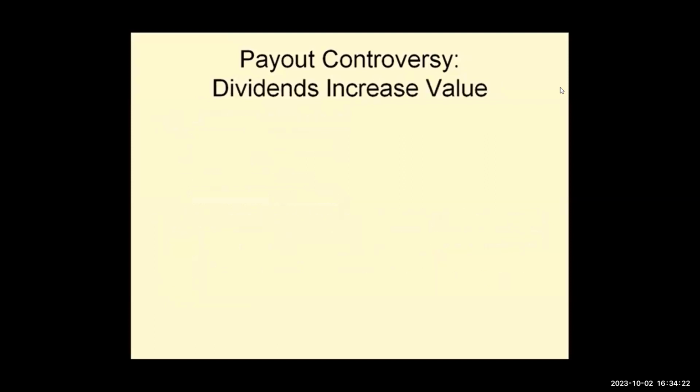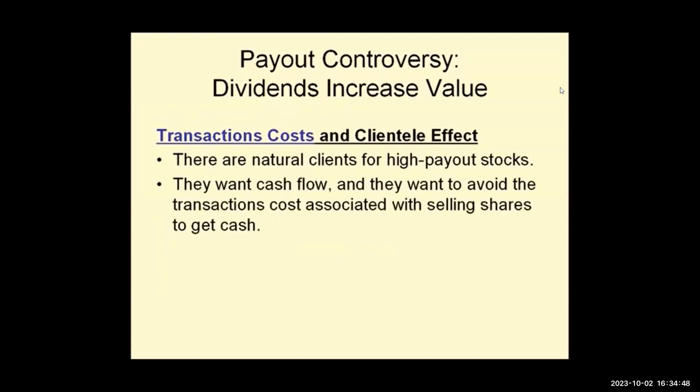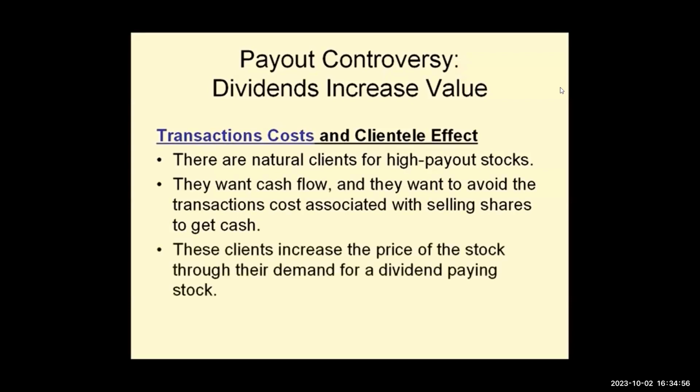While perfect capital markets imply the irrelevance of dividends, the existence of market imperfections can mean that dividends affect firm value. Dividends can increase value if there are costs associated with the transaction of buying and selling stock. The notion here is that there are natural clients for high dividend payout stocks. These clients want cash flow, and they want to avoid the transaction costs associated with selling shares to get cash. So they increase the price of the stock through their demand for a dividend-paying stock.